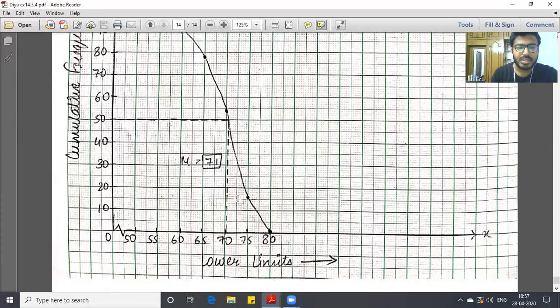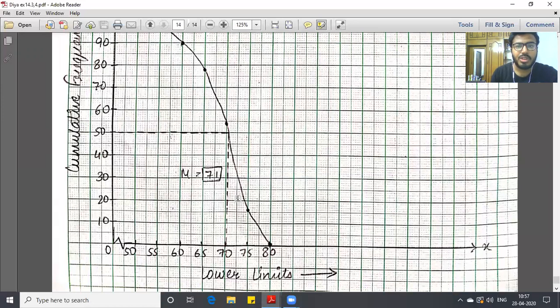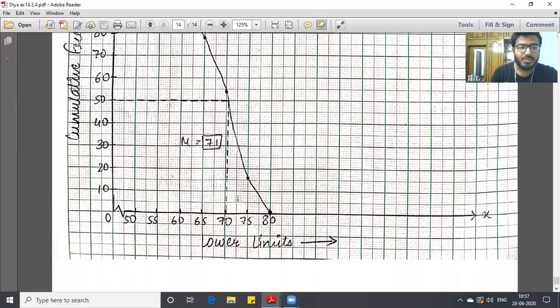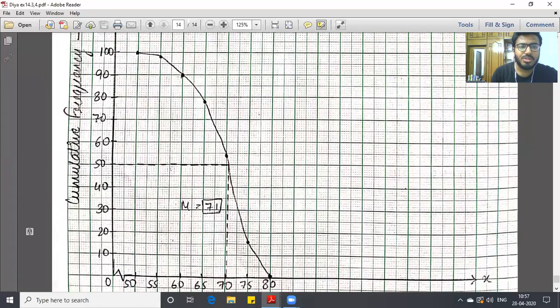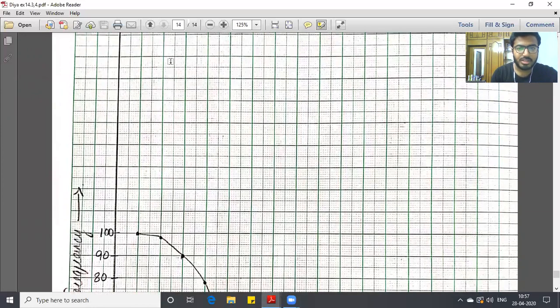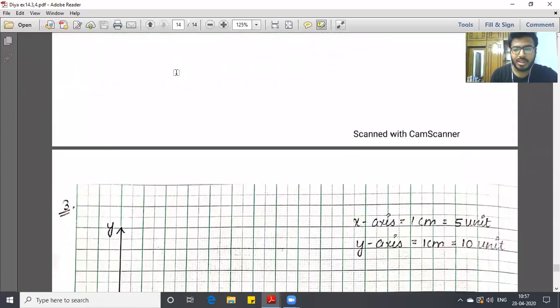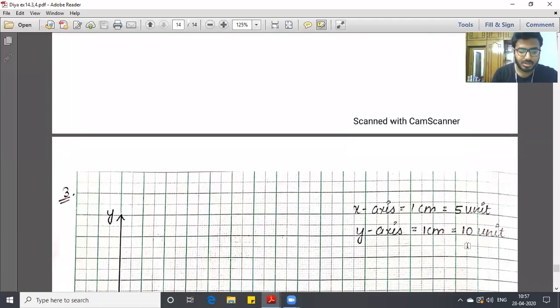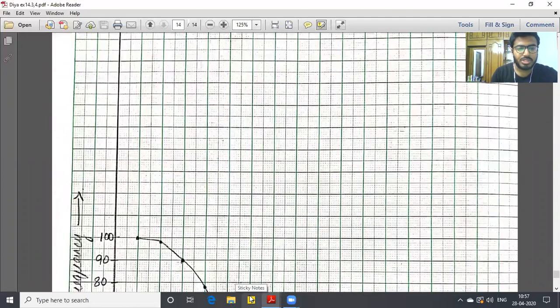Okay, in the same manner, in less than type you have to remember you are taking the upper limits, in more than type you are taking the lower limits, and you are finding and substituting the values. You know how to coordinate the points. Coordinate geometry I have already learned last year, and you are joining. Okay, x-axis 1 cm is equal to 5 units and y-axis 1 cm is equal to 10 units. So this is the thing. This is the more than type Ogive.